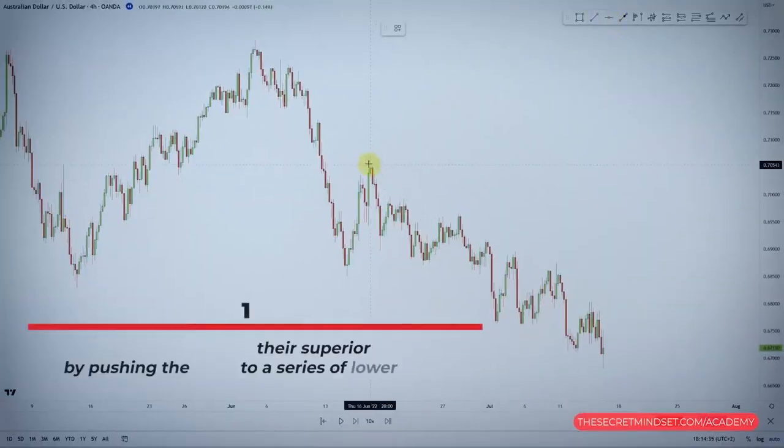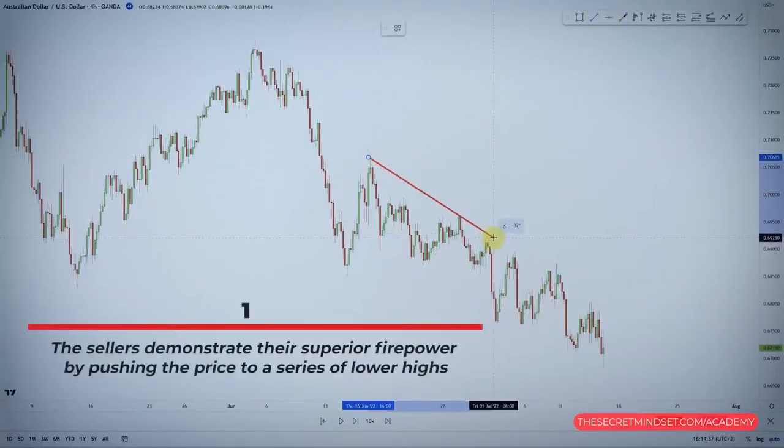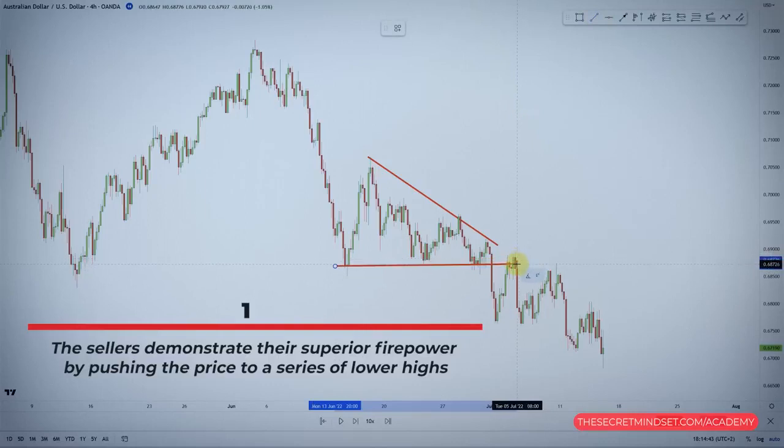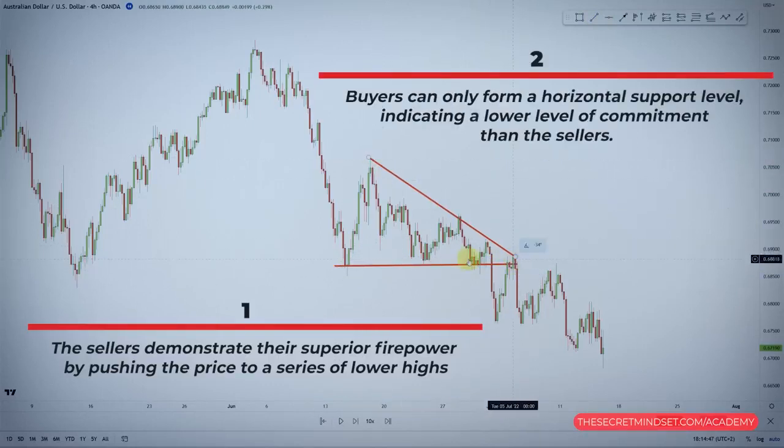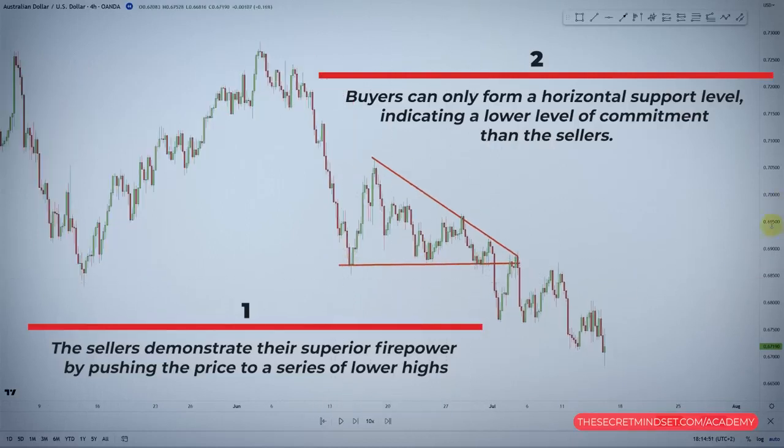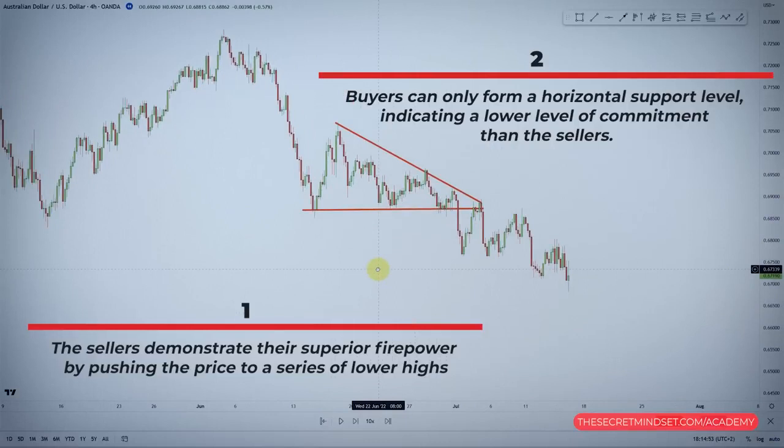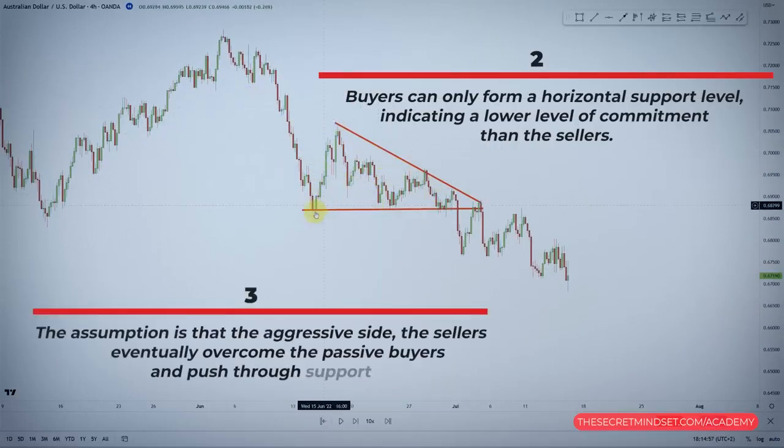This is the inverted version of the ascending triangle. In this case, the sellers demonstrate their superior firepower by pushing the price to a series of lower highs. Meanwhile, buyers can only form a horizontal support level, indicating a lower level of commitment than the sellers. The assumption here is that the passive buyers will eventually be overrun by the aggressive sellers.